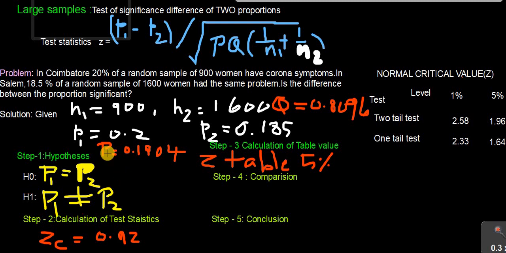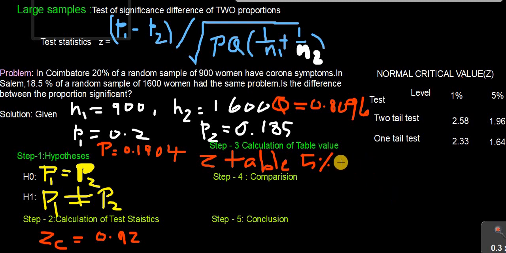The alternative hypothesis here we have taken as P1 is not equal to P2. Therefore, it gives you a two-tailed test. Am I correct? A two-tailed test. That's what we have to get.